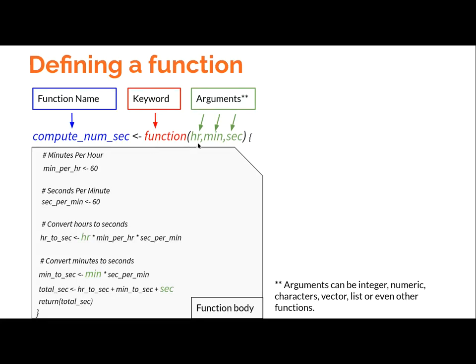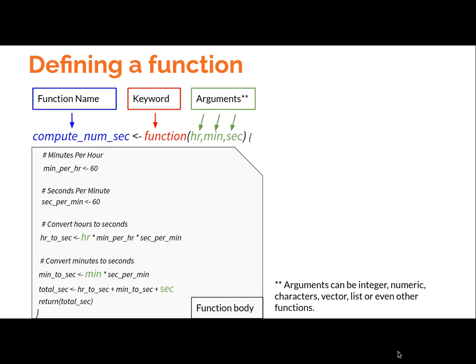Note that the arguments here are numbers, but they can be character data types also. They can be vectors or lists, and they can even be other functions. We will see several examples of functions in which we specify arguments which are functions, and we will see that in the next guided project.